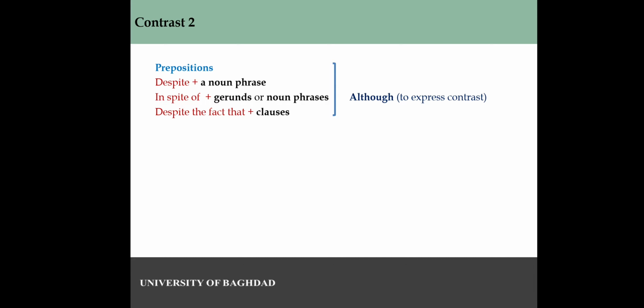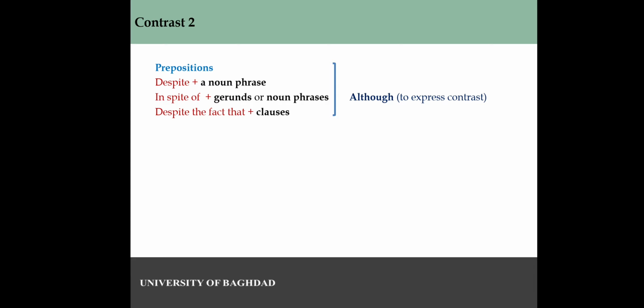In this slide, I'll be talking about a set of prepositions that also express a contrast. We have despite, in spite of, despite the fact that. All these are similar to the conjunction although. However, each one of them has a different usage. For example, despite should be followed by a noun phrase, in spite of by a gerund or also a noun phrase, while despite the fact that should be followed by a clause.